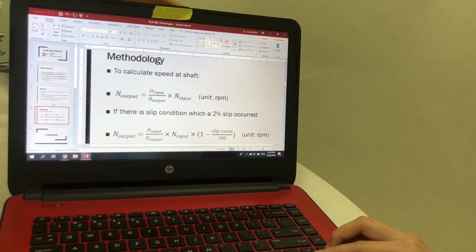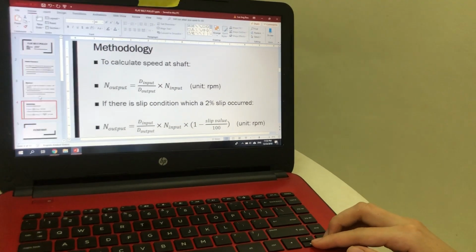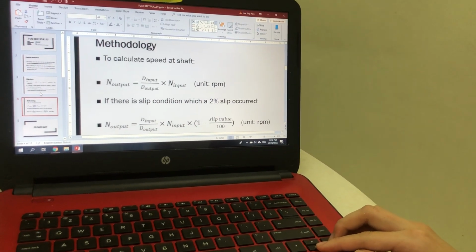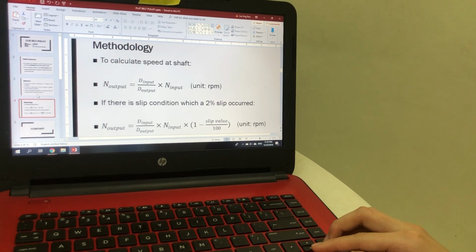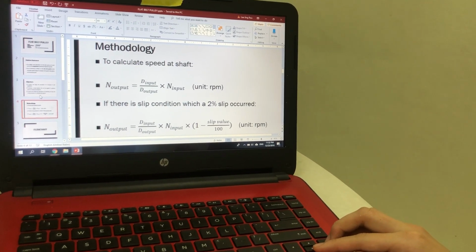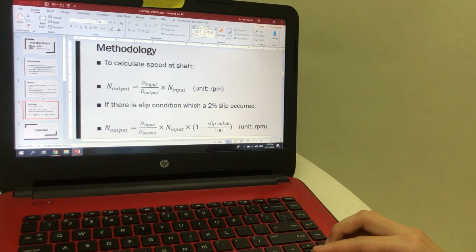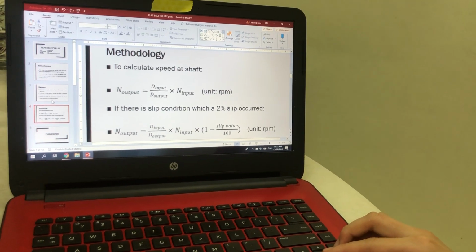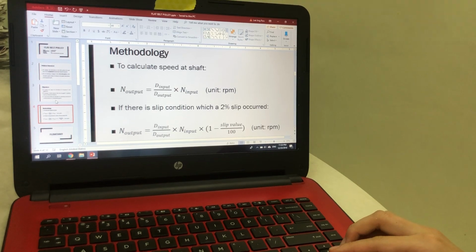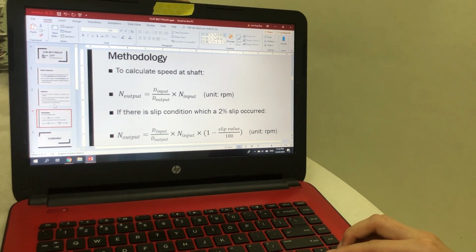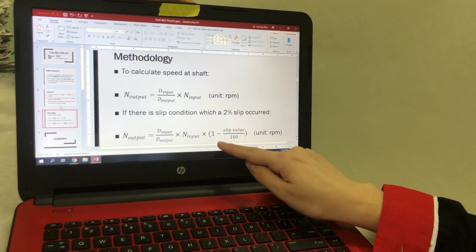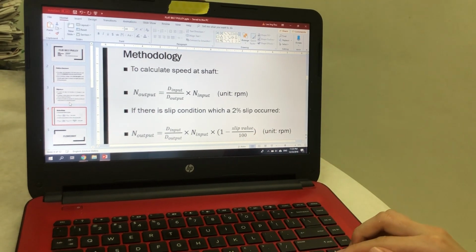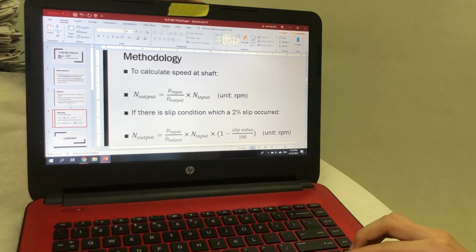My methodology to calculate the speed at the shaft will involve the gear ratio, which is the output speed divided by the input speed, equal to the diameter input divided by the diameter output. If the system involves a slip condition, for example 2% slip, we need to multiply by 1 minus the slip percentage.